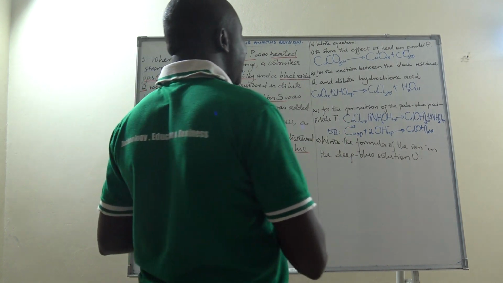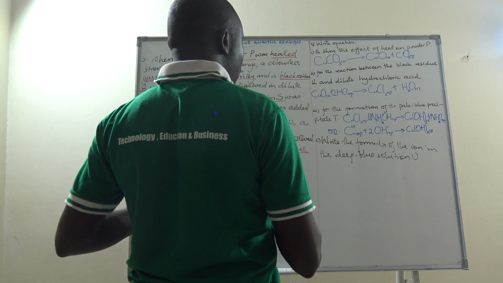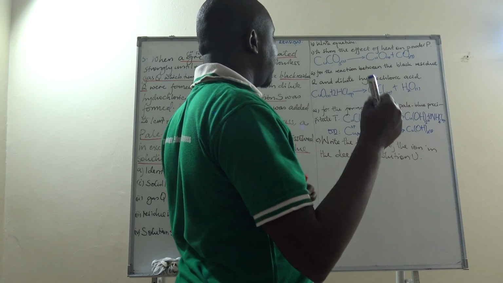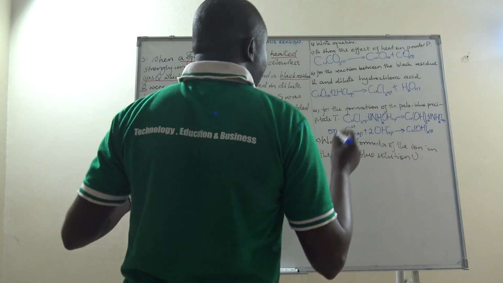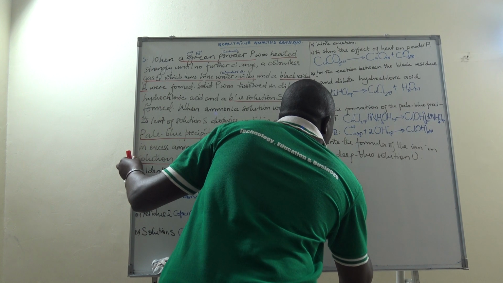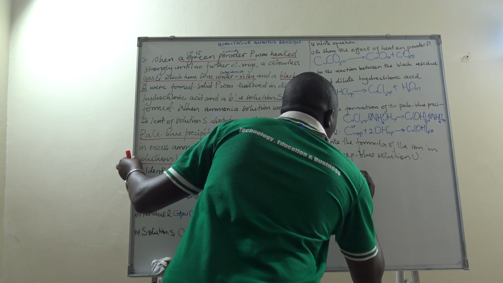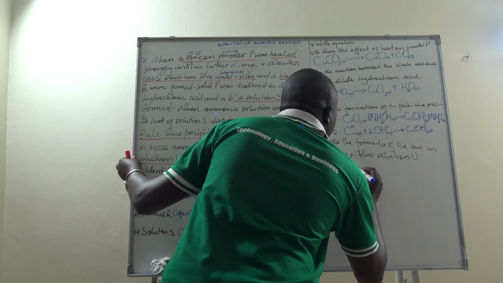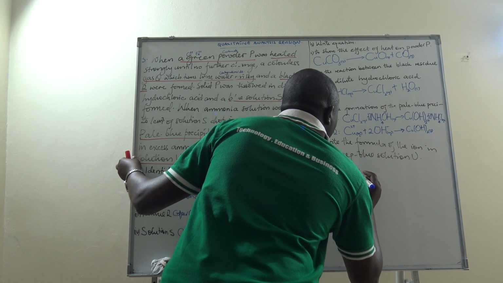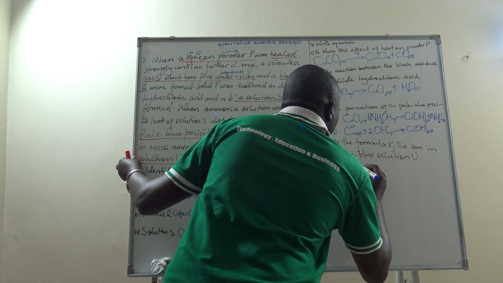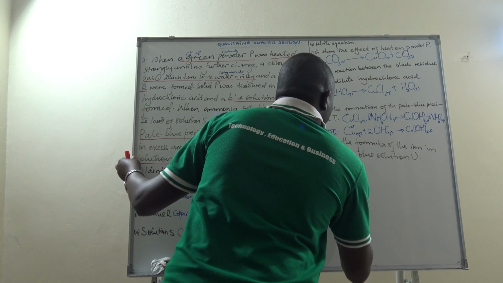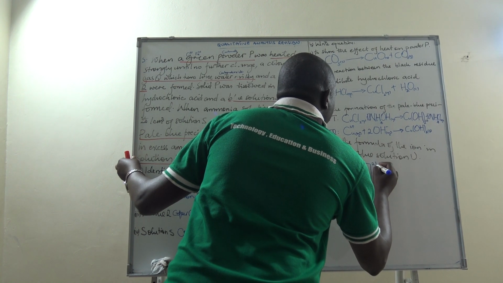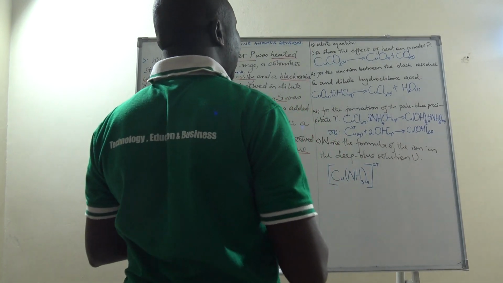Then we write the formula of the ion in the deep blue solution U. The deep blue solution is formed when the pale blue precipitate dissolves in excess ammonia solution. So we see that it is called the tetraamine copper 2 ion, NH3, tetraamine copper 2 ion. And the whole of this one we bracket it and we put our 2 plus here. So this is the formula of the ion in the deep blue solution.